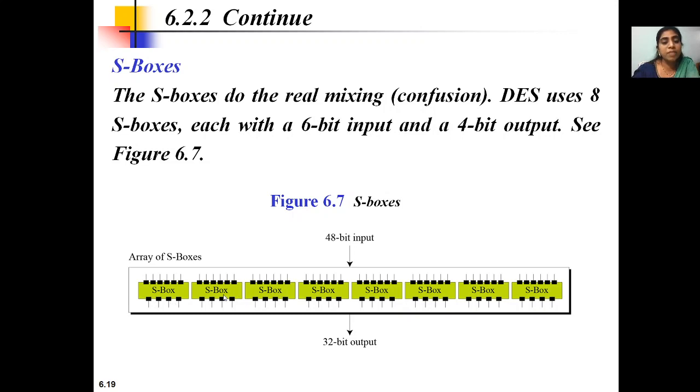Similarly, we have the 48 bits. These 48 bits are divided into 8 S boxes. So 8 times 6 is 48. Each box will contain 6 bits, which is converted to 4 bits. So 4 times 8 is 32, and we are going to get 32 bits as an output.